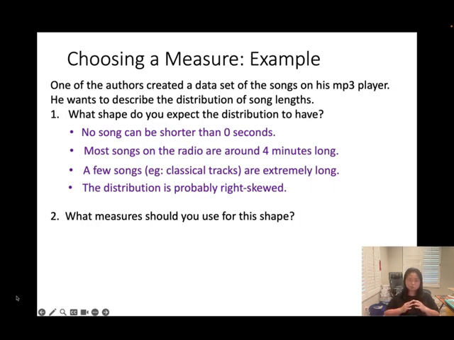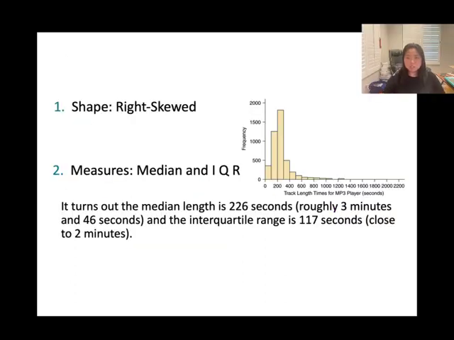So think about it. If you have the skew distribution, which measure are you going to use? Median or mean, standard deviation or IQR? Median and IQR. Okay, so look at this picture. This is the distribution of the lengths of the songs on the MP3 player. You're going to see it is right skewed, the right tail is longer. And this one, that will be the typical value. It should be close to the median also.